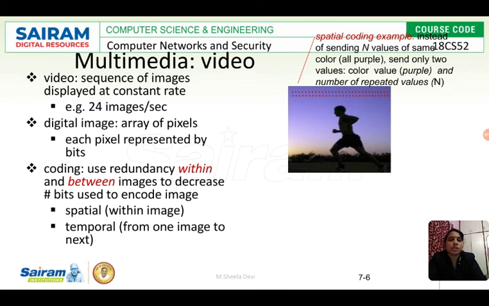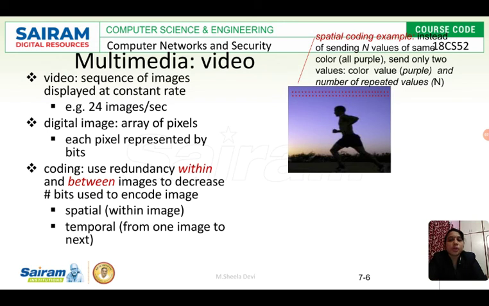Okay, no need to represent that the first pixel is violet color, again the second pixel is also violet, third pixel, no need to do that. Instead, for how many times the same color is repeated, just give the color and how many times it should be repeated. If you give that, that is enough. Clear? So this is how the compression is done using spatial encoding.